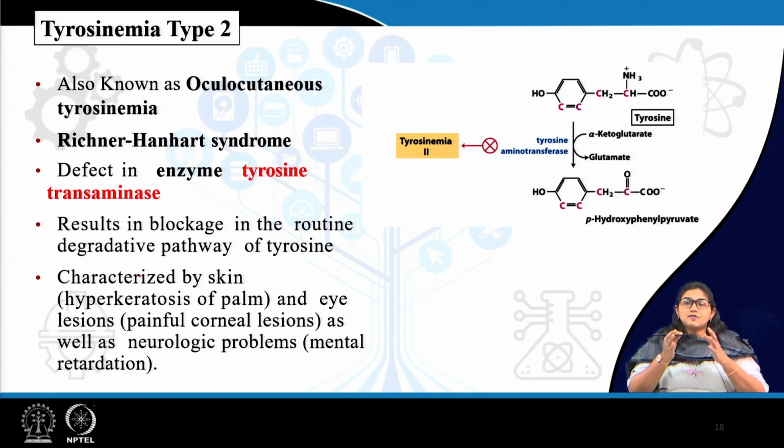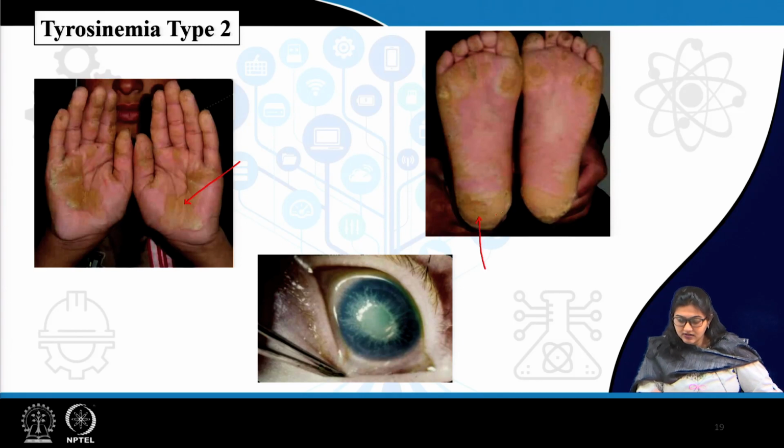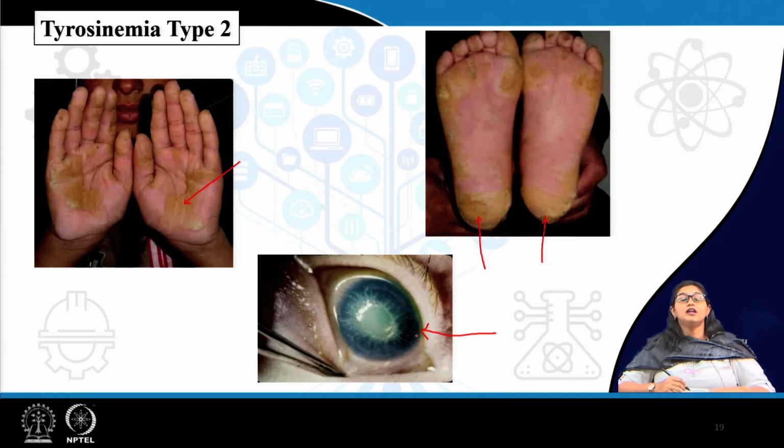Now, this disease is specifically characterized by skin lesions like hyperkeratosis of palms and soles, painful corneal lesions in the eye, and mental retardation. These are the manifestations of tyrosinemia type 2. You can see these are the hyperkeratosis, thickening of skin, and also the corneal lesions.